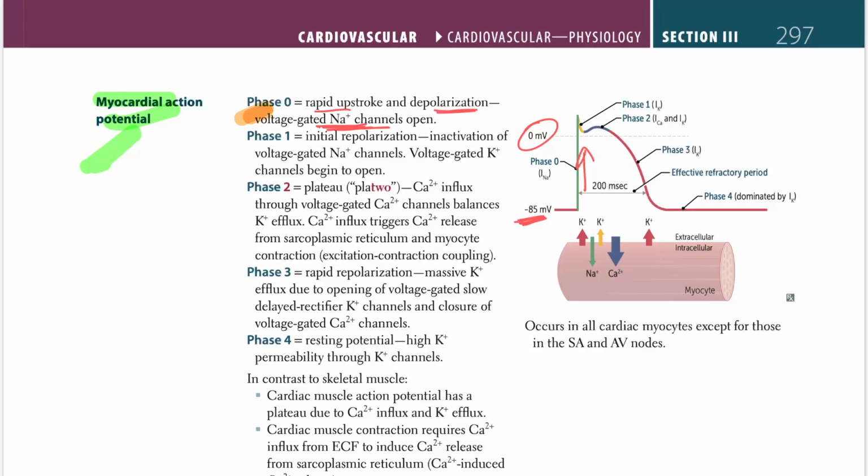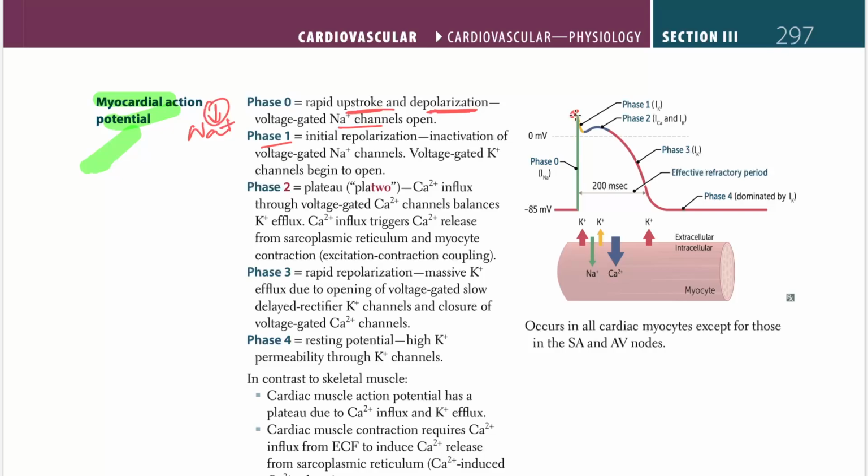So what do we have here? If you look at the lower diagram, we have the inward flux of sodium. Looking at here, we have influx. Actually, let's just write over there. Influx would be, let's say, this arrow of sodium. So influx of sodium will cause the rapid upstroke and depolarization due to the voltage-gated sodium channels being open.